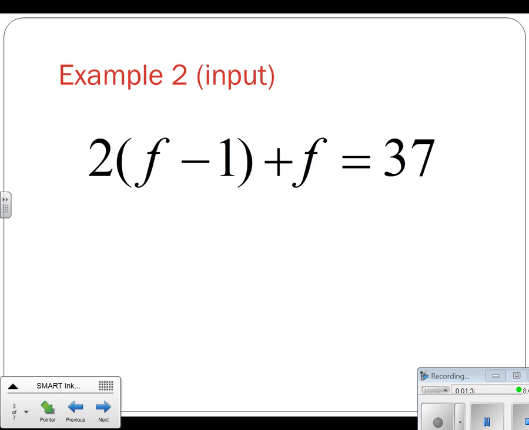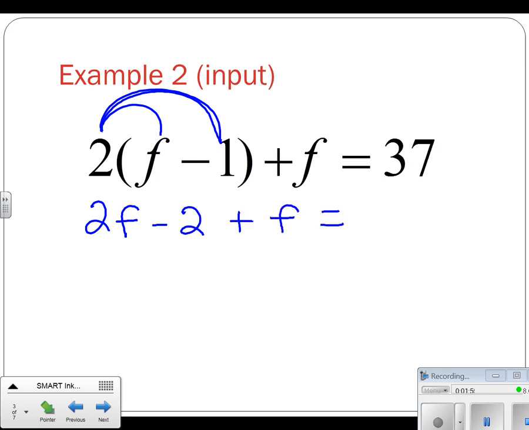In a problem like this where you see your equal sign kind of towards the right, it equals 37. On the left side you see parentheses, and the first thing you need to do is get rid of those parentheses by distributing. So you're going to multiply 2 times f, so 2f, and then 2 times negative 1, which is negative 2. And then you have plus f is the same as 37. And now on the left side of the equal sign we need to combine our like terms. 2f plus f gives you 3f. Then you have minus 2, which is the same as 37.